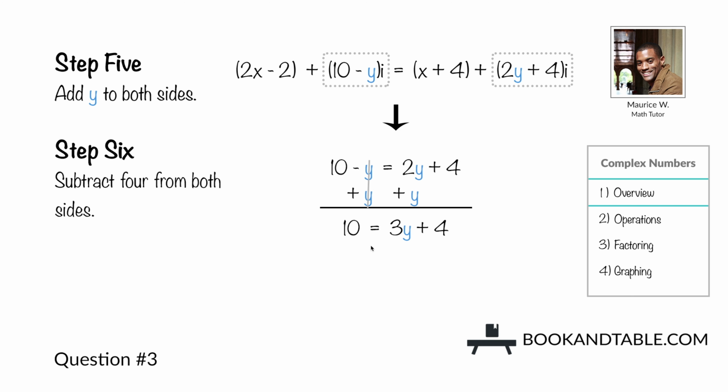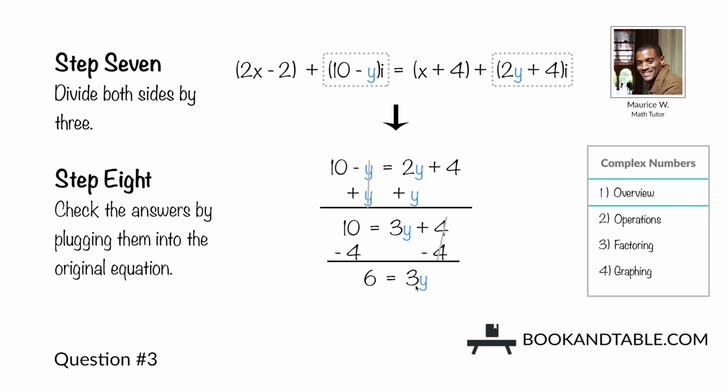And now that we only have one y in our equation, we can isolate our y the way we normally would. So we first want to get rid of this 4 by subtracting 4 from both sides. 10 minus 4 is equal to 6, and that's equal to 3y. To get rid of the coefficient 3, we'll divide both sides by 3. 6 divided by 3 is equal to 2. So we get y is equal to 2.